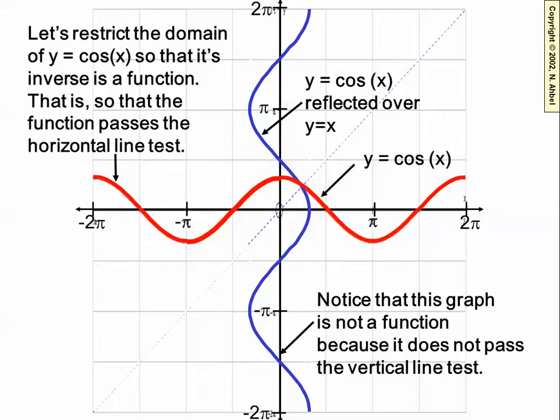So what we're going to do is restrict the domain of the red graph, y equals the cosine of x, so that its inverse is a function. That is, so that it passes the horizontal line test. If red passes the horizontal line test, then blue will pass the vertical line test.